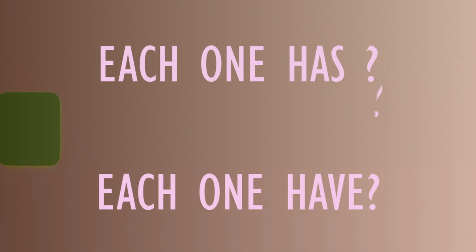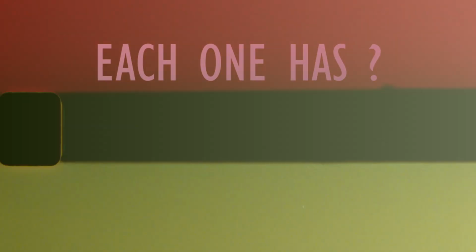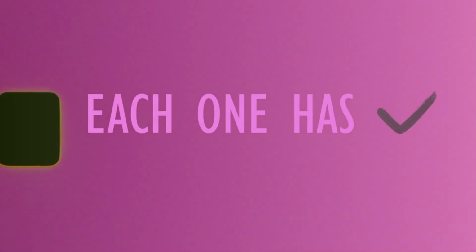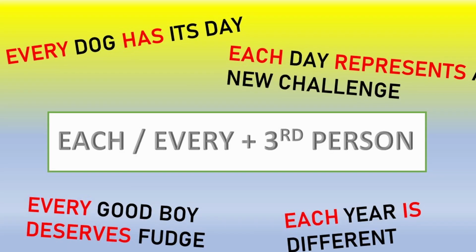Number 12. Each one has, each one have. The correct form is each one has. When you have each and every, you use the third person, such as is or has. So the examples here, every dog has its day, each year is different, and so on.